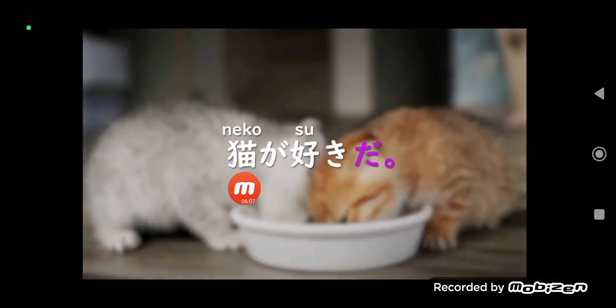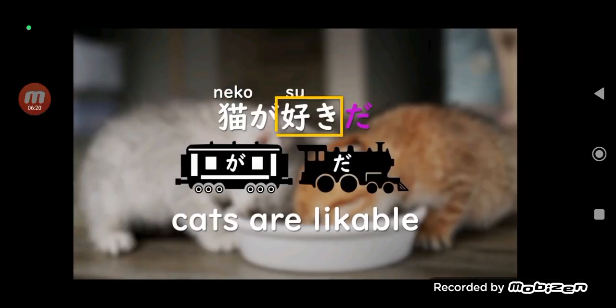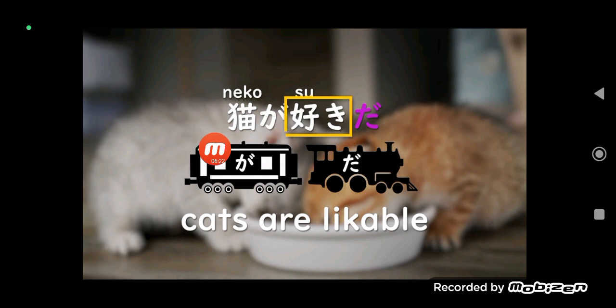By the way, we have used the particle ga because this particle ga is used not only as an identifier but also to put emphasis on a subject, as a subject marker. Okay, so let's study this sentence. Neko ga suki da. Cats are likable. We have a copula da here, so this is a simple sentence.